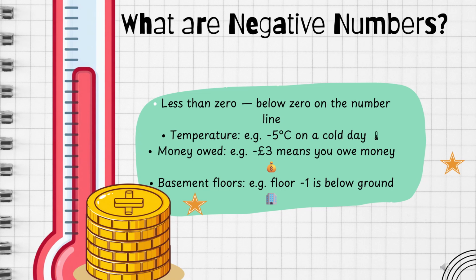We use negative numbers in everyday life. For example, if it's very cold outside, the temperature might be -5 degrees. Some buildings have basement levels like level -1 or level -2. Negative numbers are also used when someone owes money. So whenever you see a minus sign in front of a number, it tells you the number is below zero.